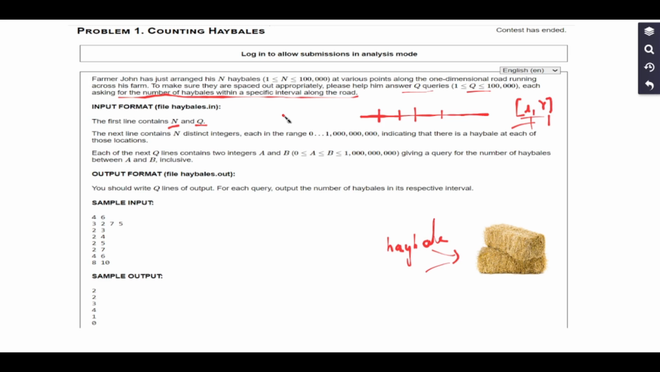The next line contains N integers representing the positions of the hay bales which are present on the road, while the next Q lines, each line containing an interval representing the starting point and an ending point, in which I want to find the number of hay bales. And in the output we just have to print the answer for each query. For each query we just have to print an integer representing the number of hay bales which lie in that range. Okay, so let's better understand this problem statement using an example.